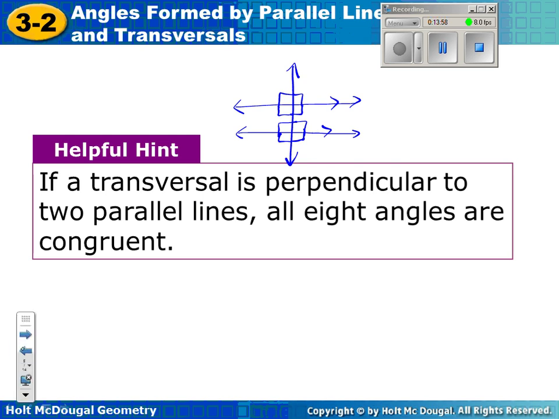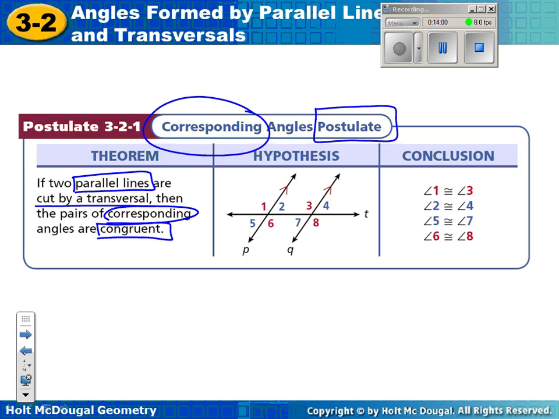Let me go back here. How many different measurements do we have in this picture? For example, let me say this is 150. What's this angle measure? 30. So how many different angle measures would we have throughout this picture? Two. Is everybody clear on that? So you'll only have two angle measures if the lines are parallel. Notice those little marks. If the lines are parallel, you'll only have two different measurements, but you have eight angles.